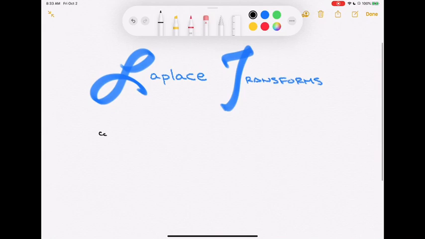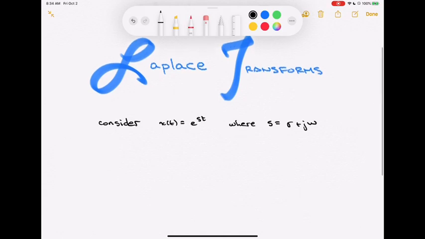So let's go ahead and consider an input signal x of t, which is a complex exponential, so e to the st, where that variable s is some potentially complex number, which I'm going to go ahead and write in rectangular form as sigma plus j omega. So we're going to consider a signal x of t, e to the st, a pure complex exponential. Consider that signal, and we're going to input it into a linear time invariant continuous system with some impulse response h of t.